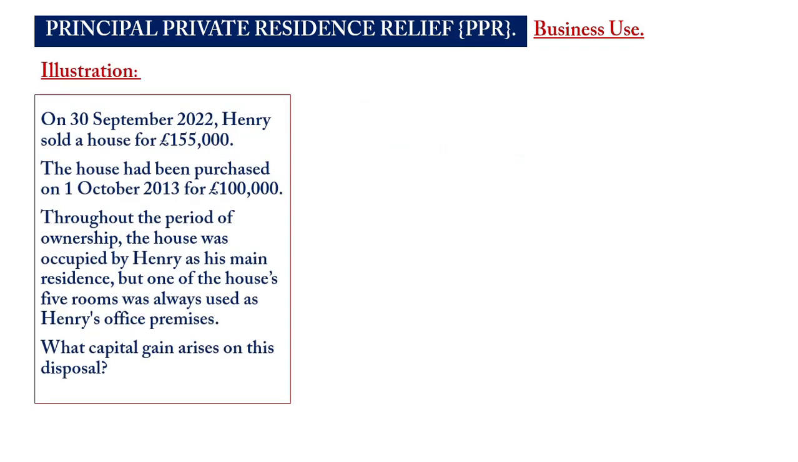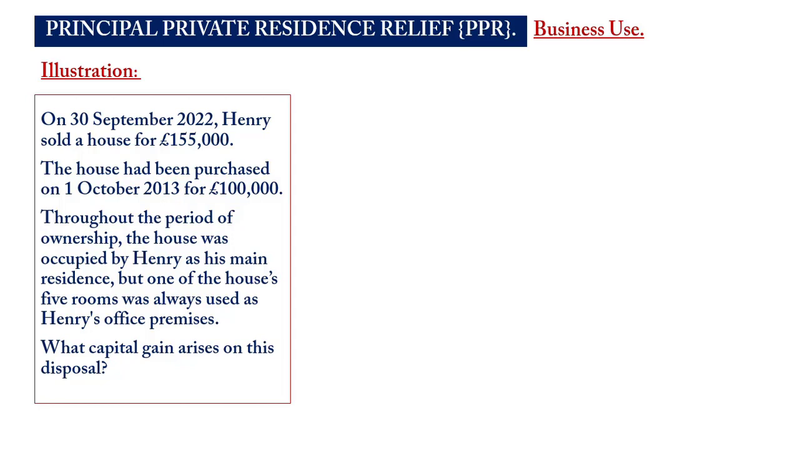So in this illustration, on 30th September 2022, Henry sold the house for £155,000. The house had been purchased on 1st October 2013 for £100,000. Throughout the period of ownership, the house was occupied by Henry as his main residence, but one of the house's 5 rooms was always used as Henry's office premises. What capital gain arises on this disposal? Because he lived in the building throughout the entire ownership period, there will be no capital gains tax arising.